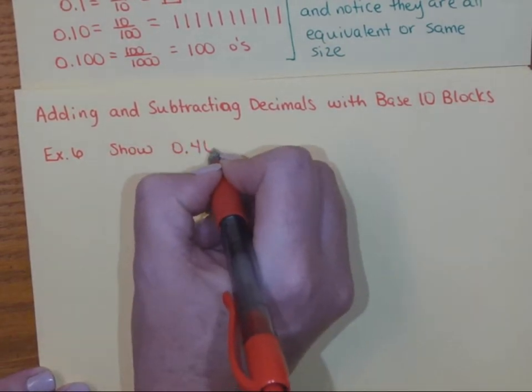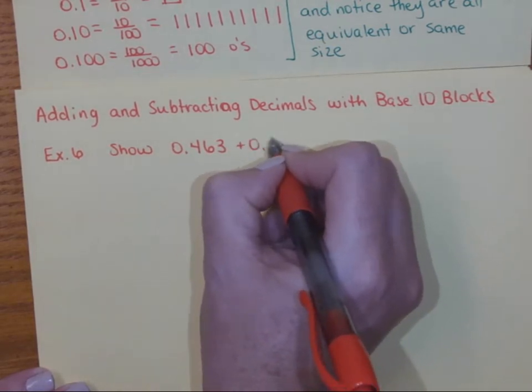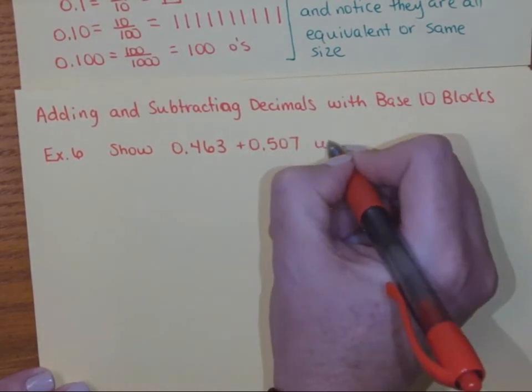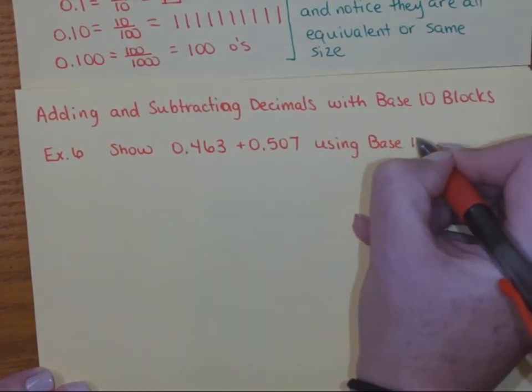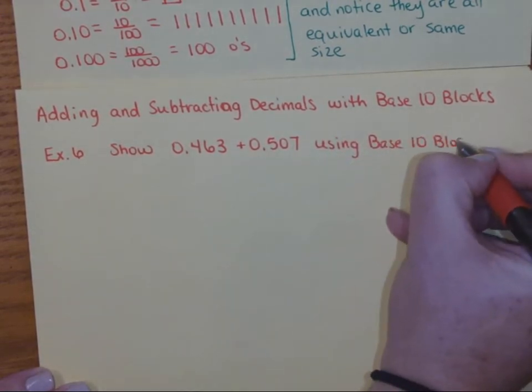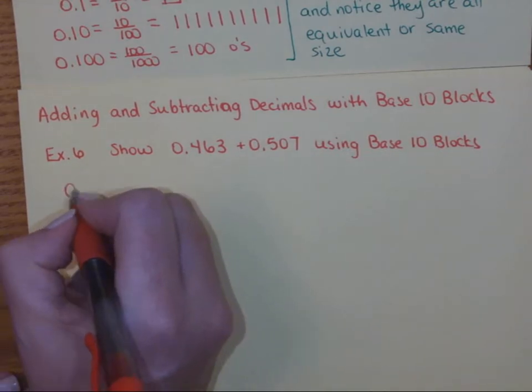So I want you to show 0.463 plus 0.507 using base 10 blocks as your model. All right, so first let's do the traditional addition method.